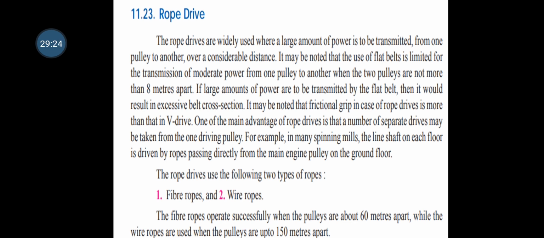One of the main advantages of the rope drive is that a number of separate drives may be taken from one driving pulley. For example, in many spinning mills, the line shaft on each floor is driven by ropes passing directly from the main engine pulley on the ground floor. There are two types of rope drives, fiber ropes and wire ropes. The fiber ropes operate successfully when the pulleys are about 60 meters apart, and the wire ropes are used when the pulleys are up to 150 meters apart. Next one is the rope drives.